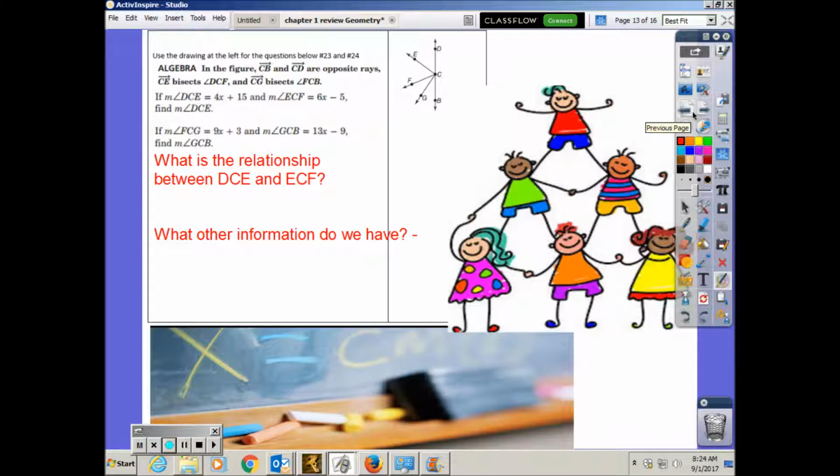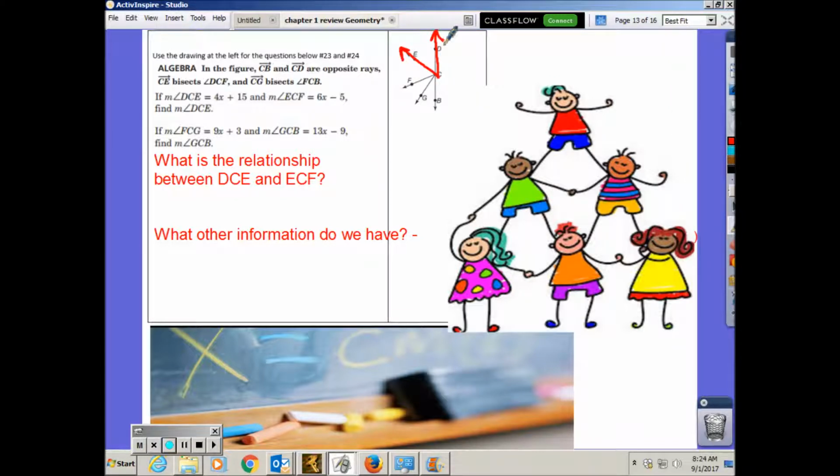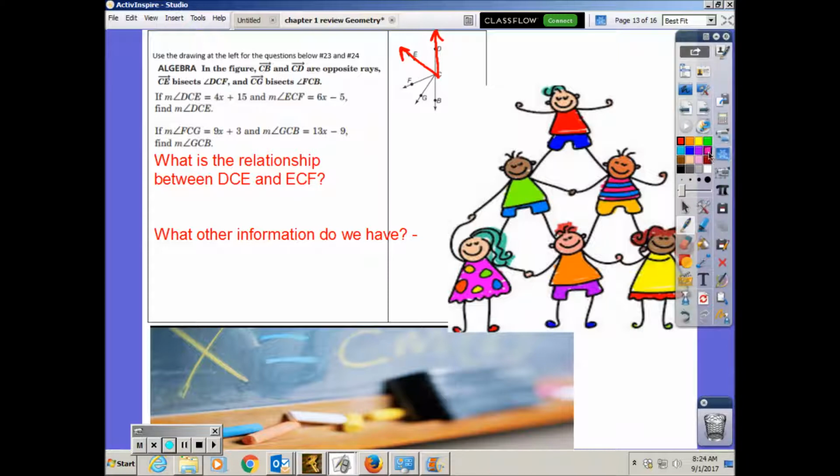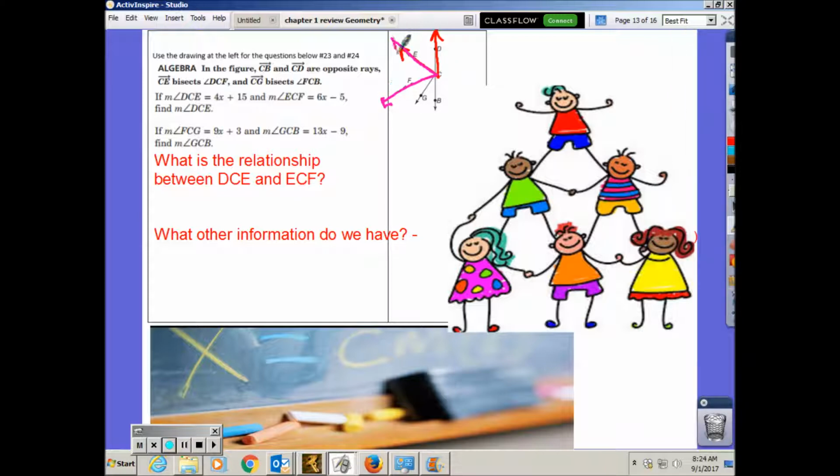And let's do one more. Use the drawing at the left for the questions. I'm actually going to only do question 23. If DCE is 4x plus 15, and ECF, and they want me to find the measure of something.